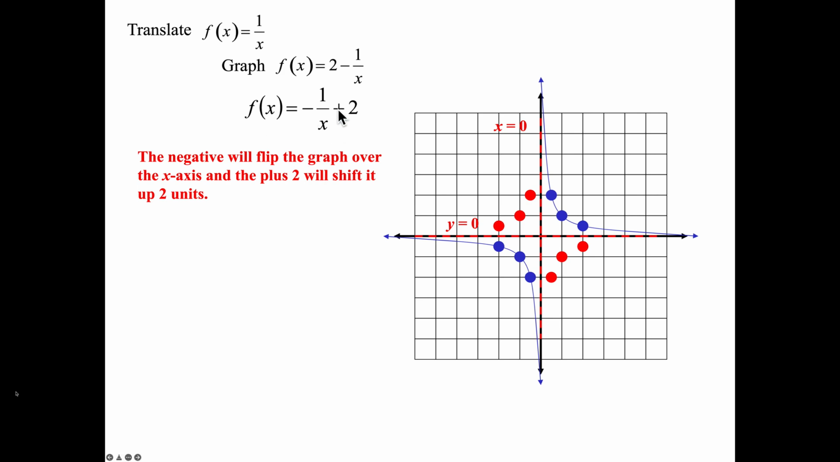And then last, we'll take all of our red points, and we still have to shift those up 2 units, which means the y equals 0 horizontal asymptote line has to move up 2, and then we move up our 6 points and draw our graph. And there's where that graph is going to go.